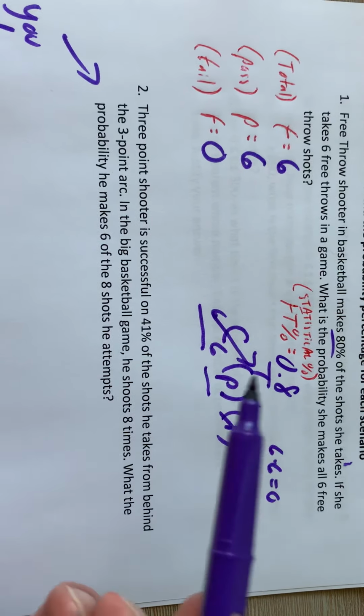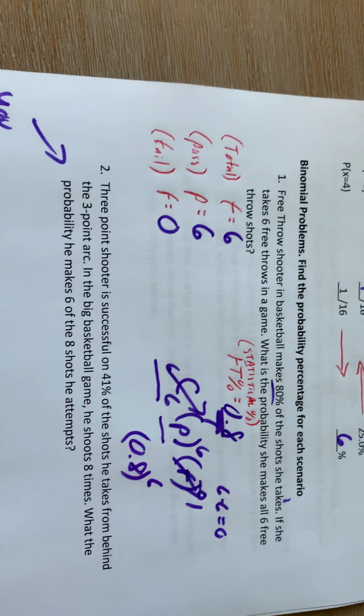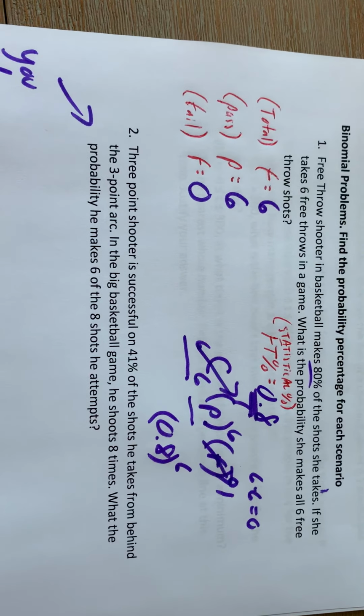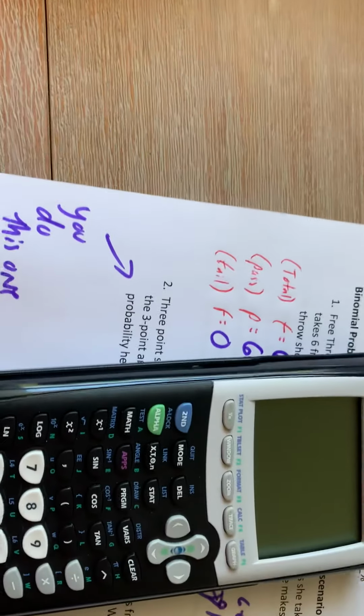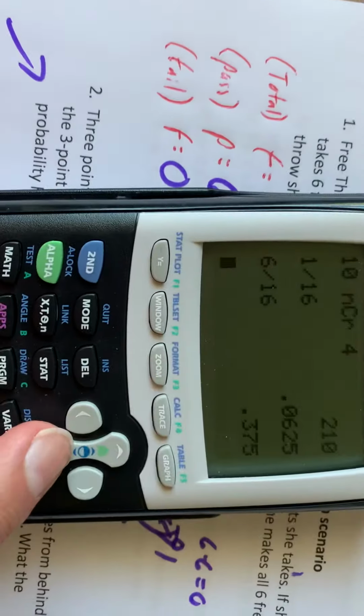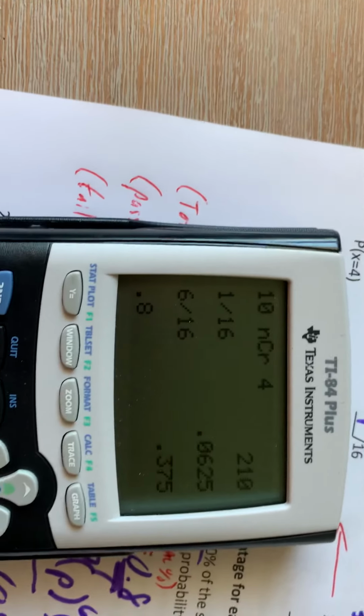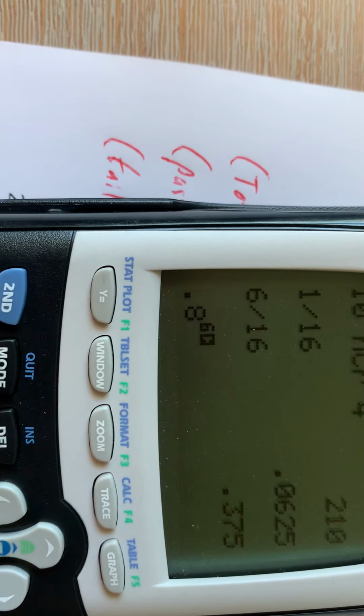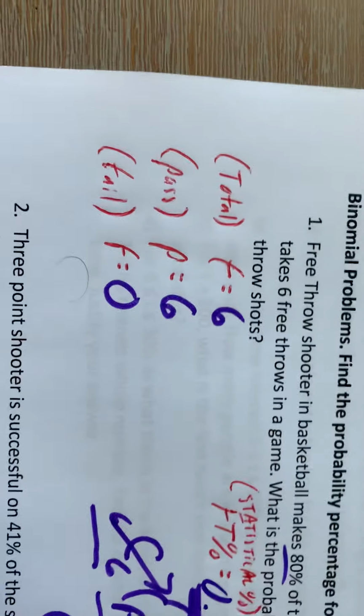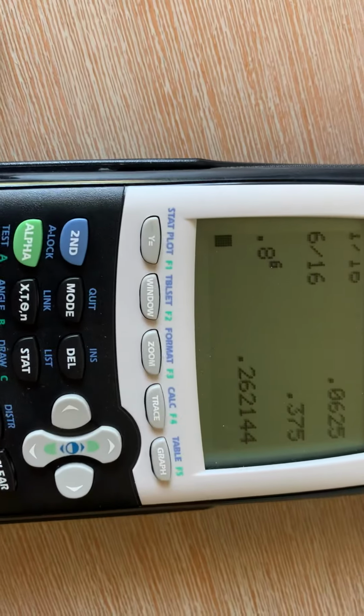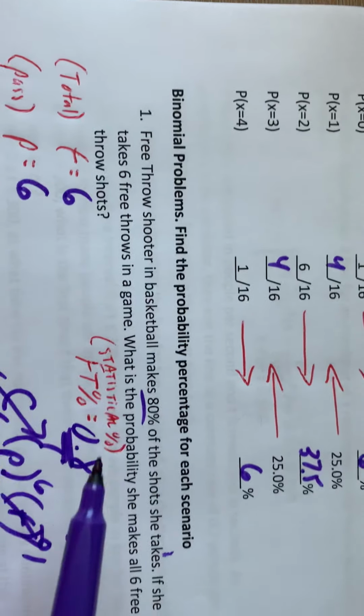Our pass rate from statistics is 0.8. We hit all 6, so that's all we need. We put that in our calculator. All right, so we have 0.8 to the 6th power, and 26.2% of the time, I get that on there, 26.2, an 80% free throw shooter will hit 6 out of 6.